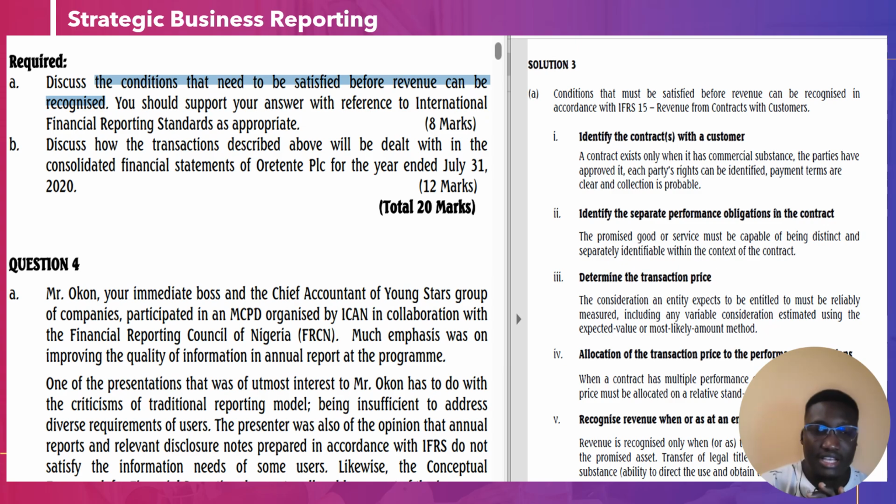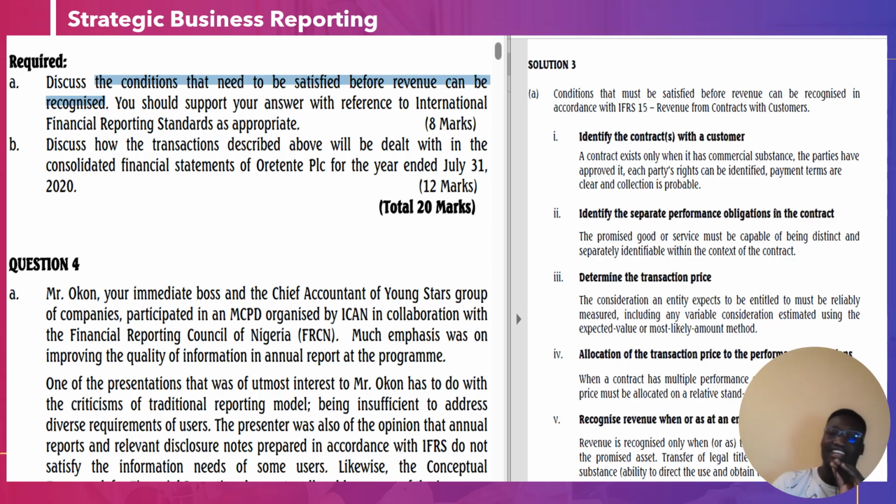All right. This is a question from May 2025. They said, discuss the conditions that need to be satisfied before revenue can be recognized. You should support your answer with reference to international standards, IFRS, as appropriate. In fact, even if they did not tell you IFRS, you should support your answer.